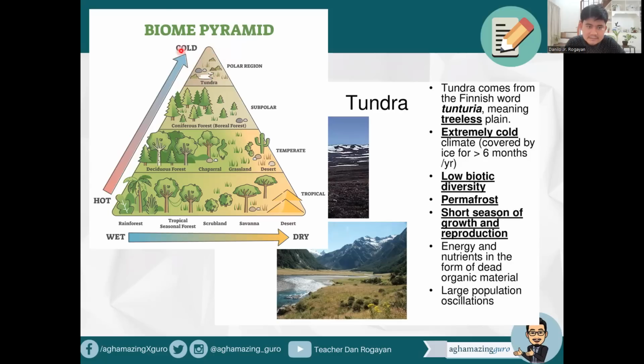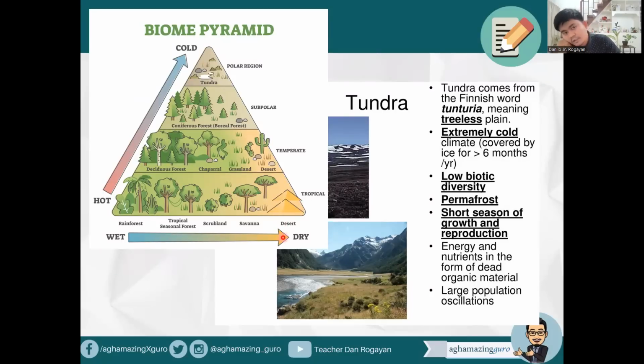So tundra is the coldest, followed by the boreal forest, tinatawag din siyang coniferous forest. Other term for coniferous forest or boreal forest, letter T. That is taiga, sunod sa tundra, pababa. That's correct. Then we also have deciduous forest, we have chaparral. Usually sa chaparral, meron siyang wet part, and then dry part, then grassland area, then desert. Okay? And then of course, we have our tropical rainforest, including some of the savanna and the desert.